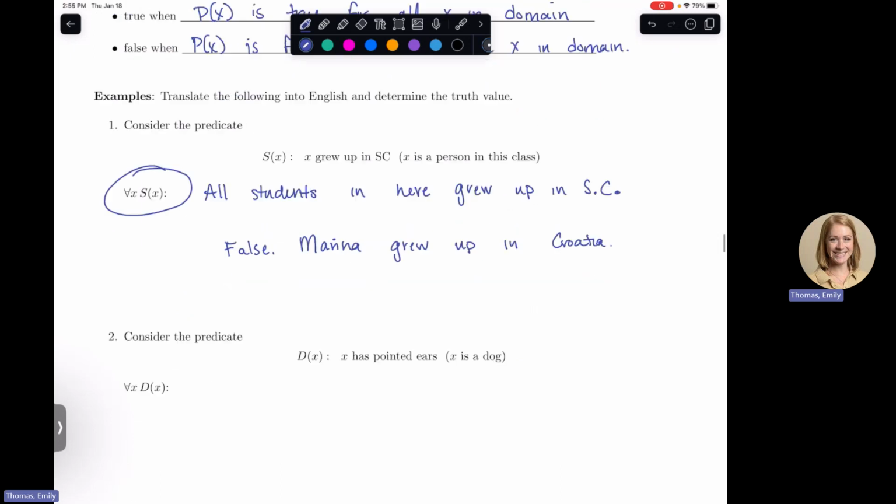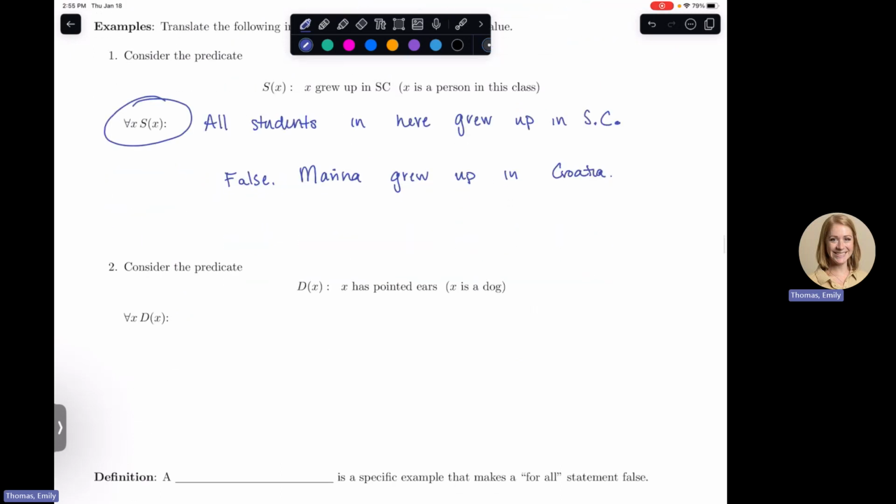Let's look at the next one. We have this other predicate here, D of X: X is a dog. The predicate here is that X has pointed ears. So will somebody read for me in words what this says? All dogs have pointed ears.